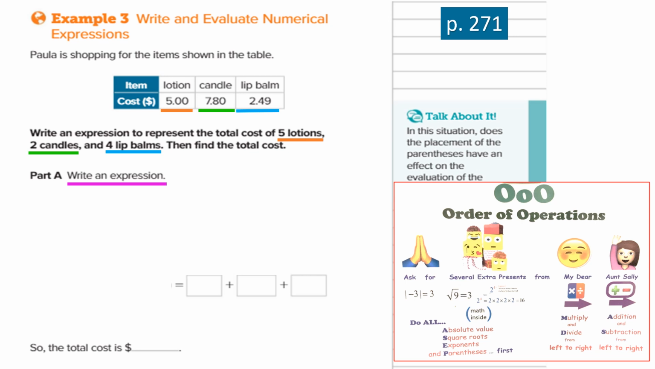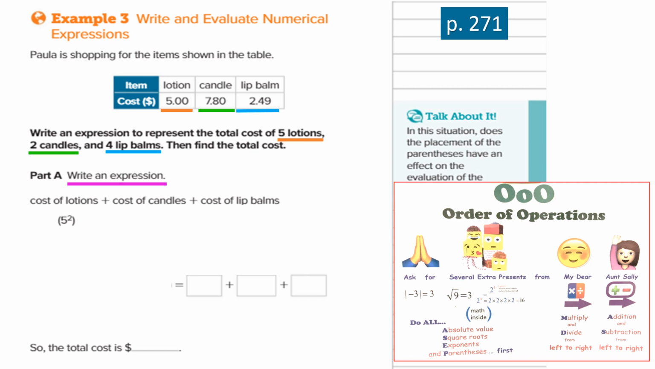And total, if you look on your words and math sheet, we can see the total is adding together. So when we write our expressions, we're looking for the cost of all the lotions, the cost of all the candles, the cost of all the lip balms, adding them together. So in the book, it shows you that you're going to take 5 and write it as 5 squared. Now, personally, I don't want to do that. I want to make it easier so that I know what my steps are going to be.